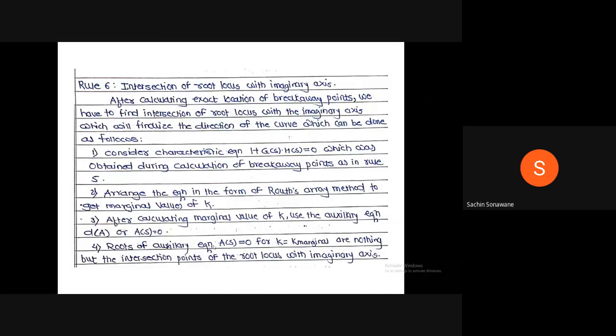Now, intersection of root locus with the imaginary axis. Imaginary axis means the y axis. After calculating the exact location of breakaway points, we have to find the intersection of root locus with the imaginary axis, which will finalize the direction of the curve, which can be done as follows. Consider the characteristic equation 1 plus G of S into H of S is equal to 0, which was obtained during calculation of breakaway points, as in rule 5. Arrange the equation in the form of Routh's array.